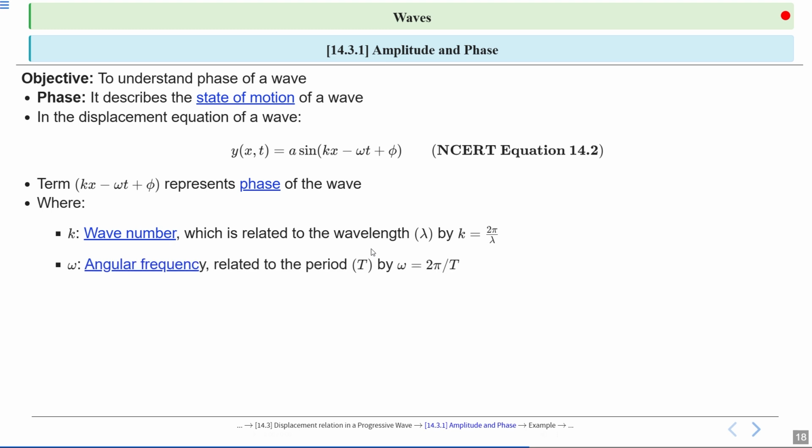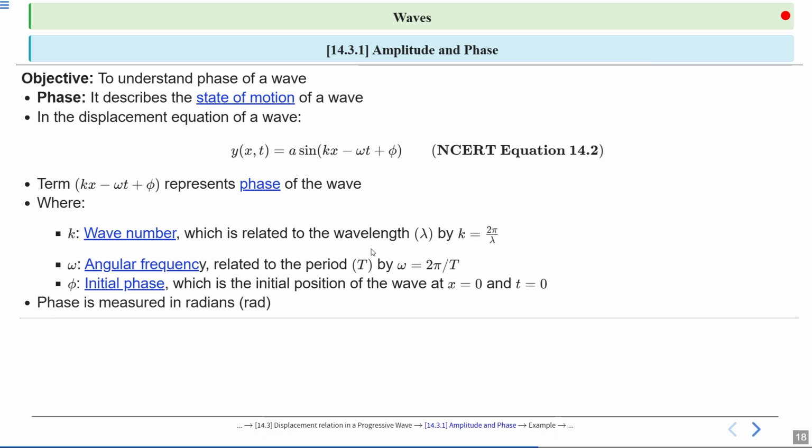Omega, angular frequency, is related to the period T by omega equal to 2 pi by T. This formula, omega equal to 2 pi by T, is very important. Phi is the initial phase, which is the initial position of the wave at x equal to 0 and t equal to 0. Phase is measured in radians, which is the standard unit for angles in physics.